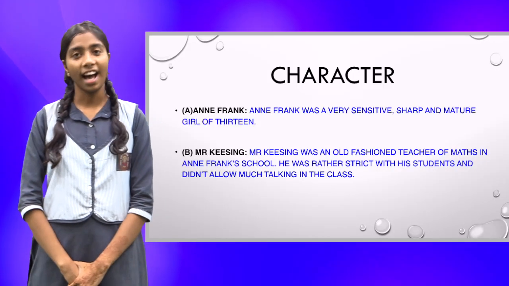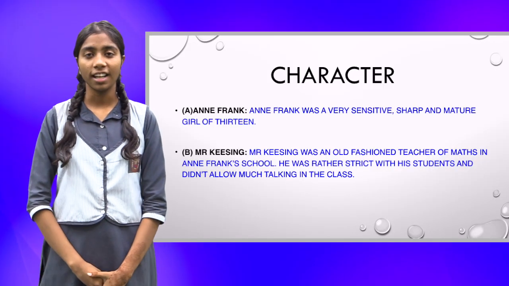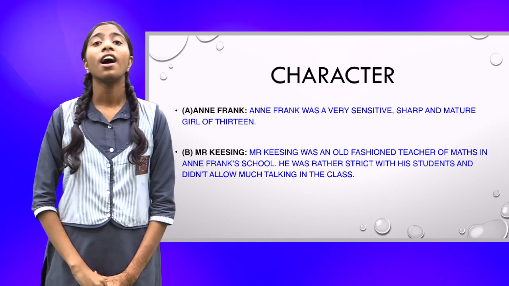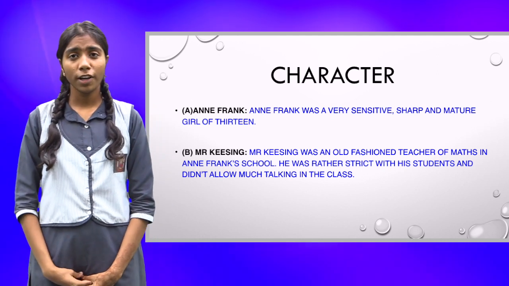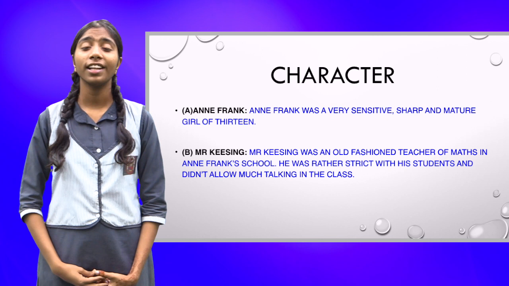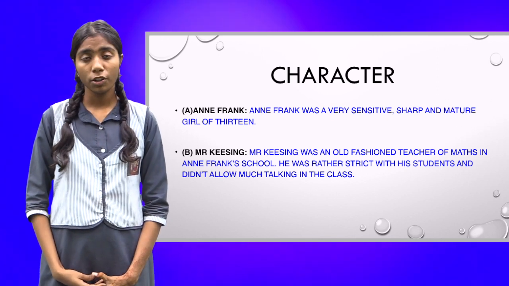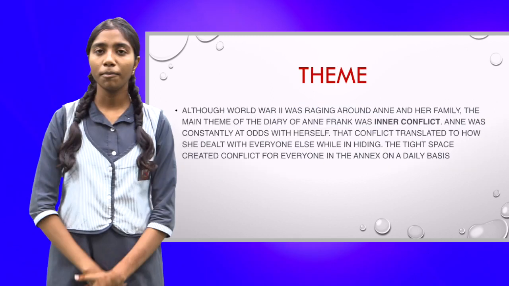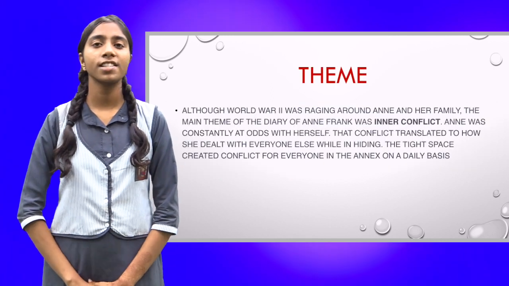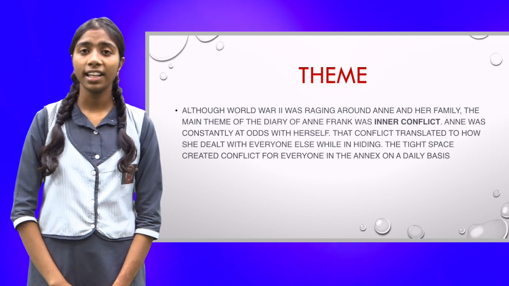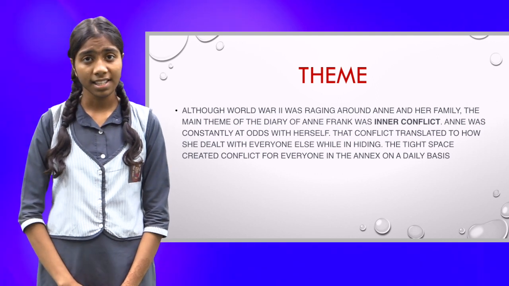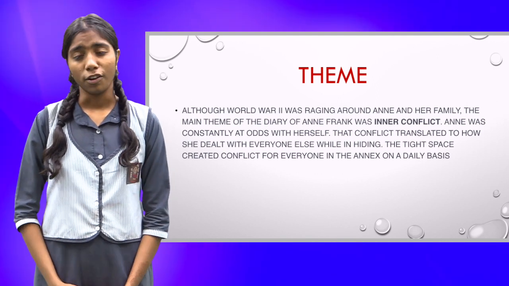The characters of the lesson are Anne Frank, a young 13-year-old Jewish girl; Margot Frank, Anne's sister, who was born in Germany in 1926; and Otto Frank, Anne's father. The theme of the lesson: although World War II was raging around Anne and her family, the main theme of the lesson is inner conflict.